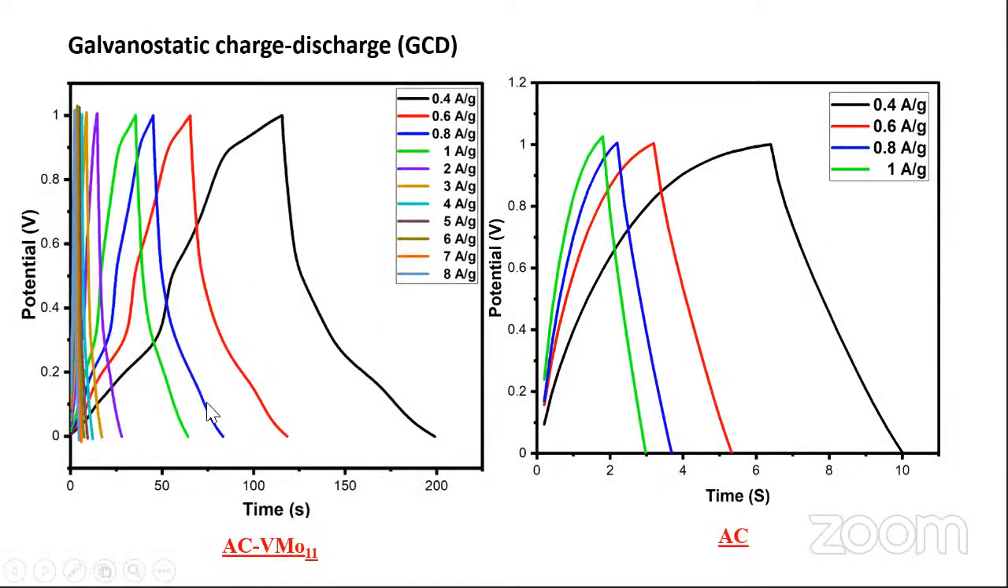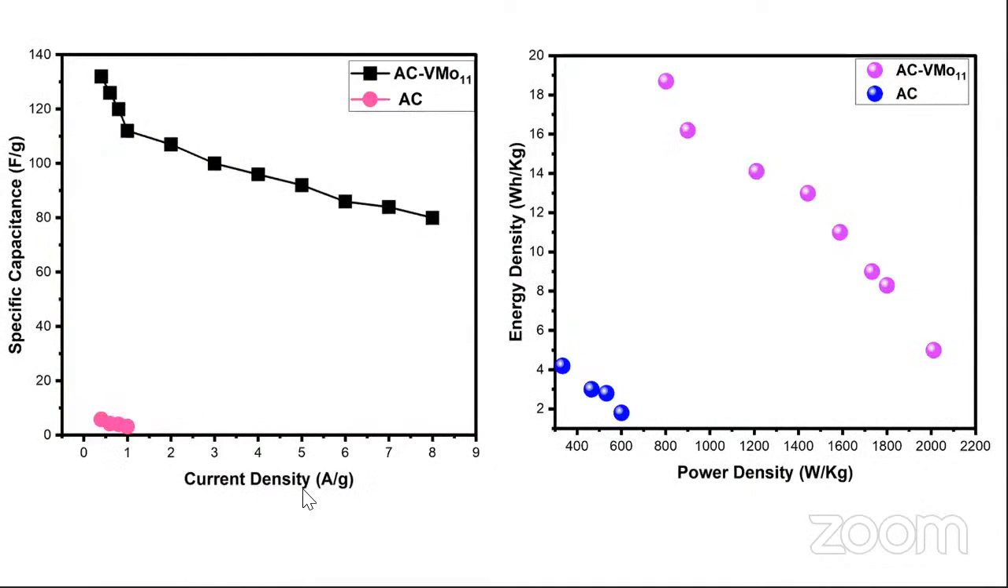And we have done GCD, galvanostatic charge-discharge, also. Here also is the comparative study of our composite and the ash. One more graph I can show is the specific capacitance versus current density. At 0.4 current density, our composite is showing almost 140 specific capacitance. This is one more graph for energy density versus power density. Here also it is showing very good energy density, almost 80, and power density of 800.